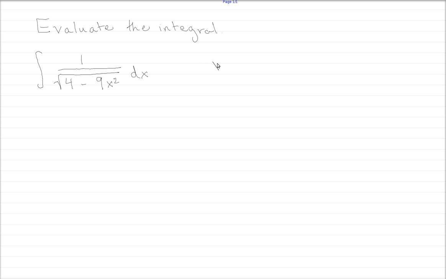for my substitution I want to have x equal to sine theta, but I need to multiply by something out front here so that when I substitute in and I multiply here, I want to get a 4 so that I can pull the 4 out of this square root. So to do that, I'm going to divide by the square root of 9, so divide by 3, and then multiply by the square root of 4, which is 2. So my substitution, I'm going to have x equals 2/3 sine theta.